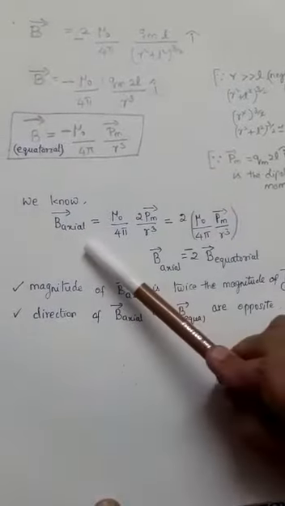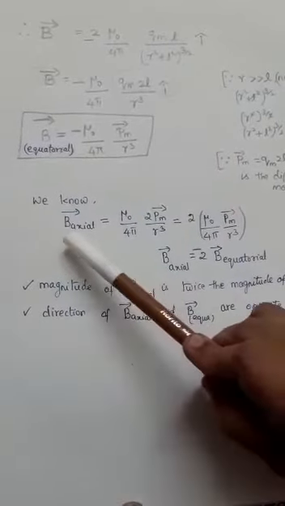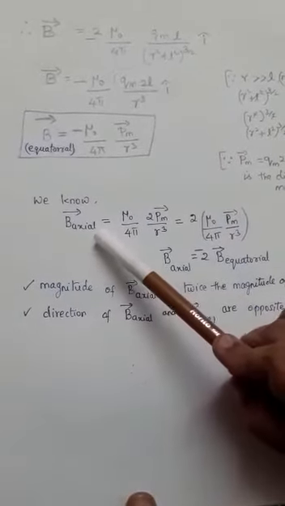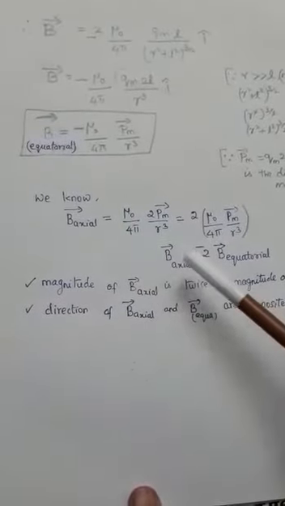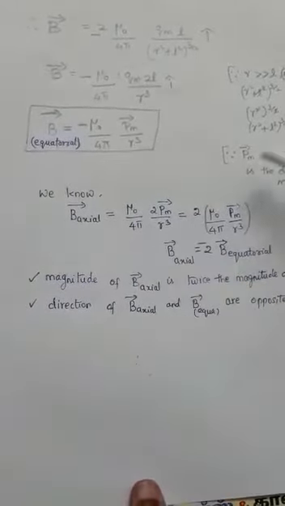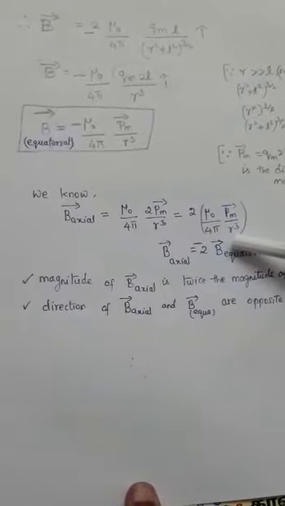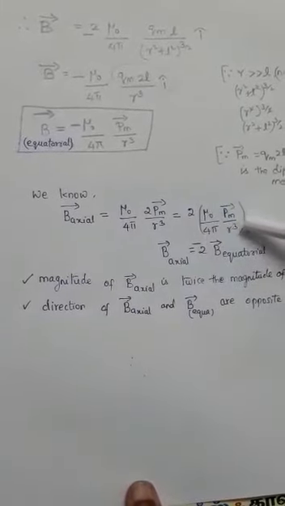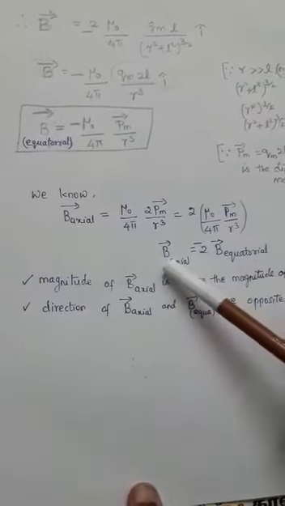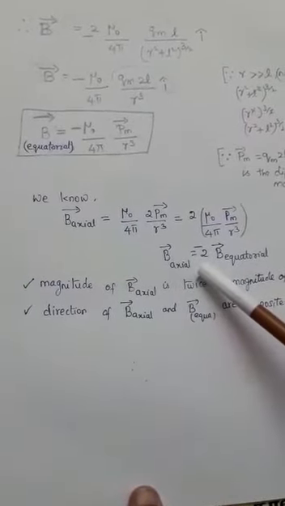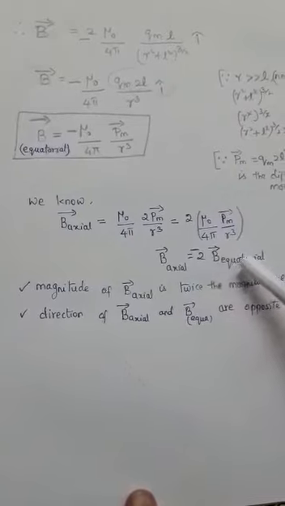So you have to recollect the magnetic field produced by the bar magnet on the axial line. This formula you got, right children? Now I will take this 2 and I will write this. You can see that this is the answer you got here in the equatorial line. So you can say that B axial is equal to minus 2 B equatorial.